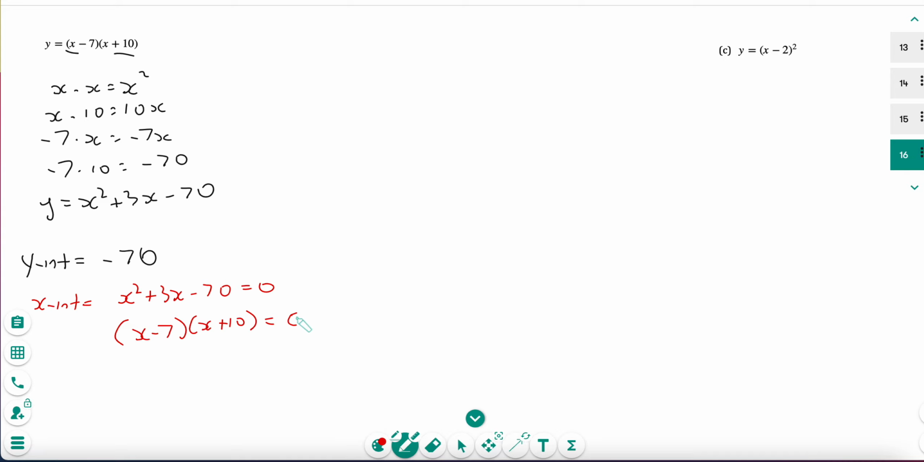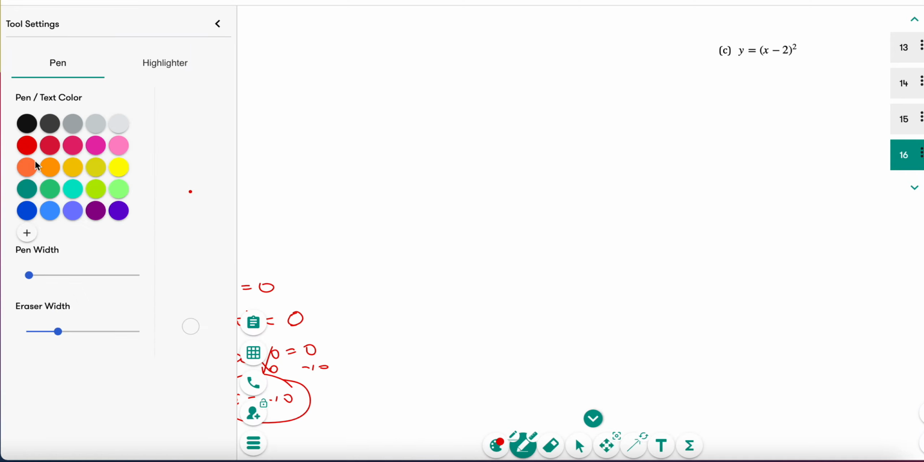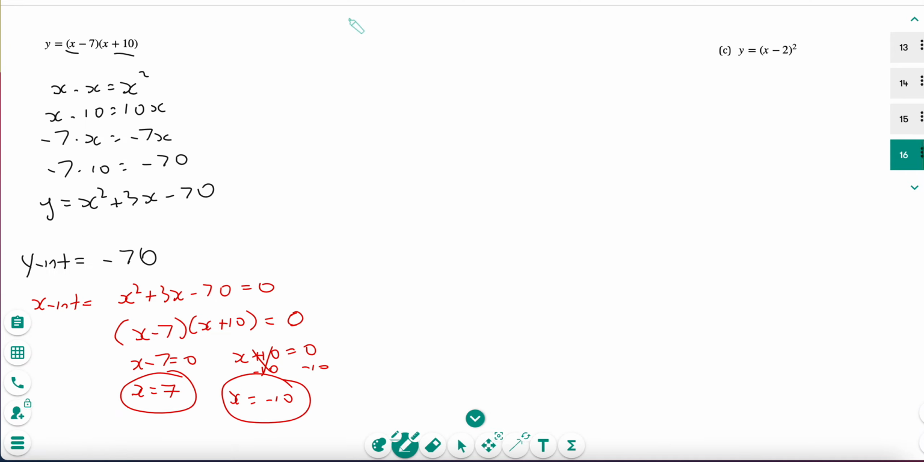So something minus 7 is 0. X is 7. And something plus 10 equals 0. Minus 10 minus 10. X equals negative 10. Those are the x-intercepts. Last thing, we're going to find our vertex by completing the square.